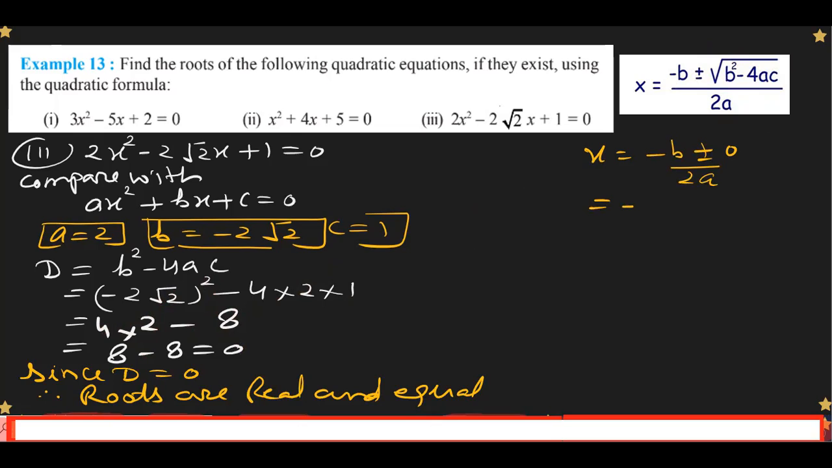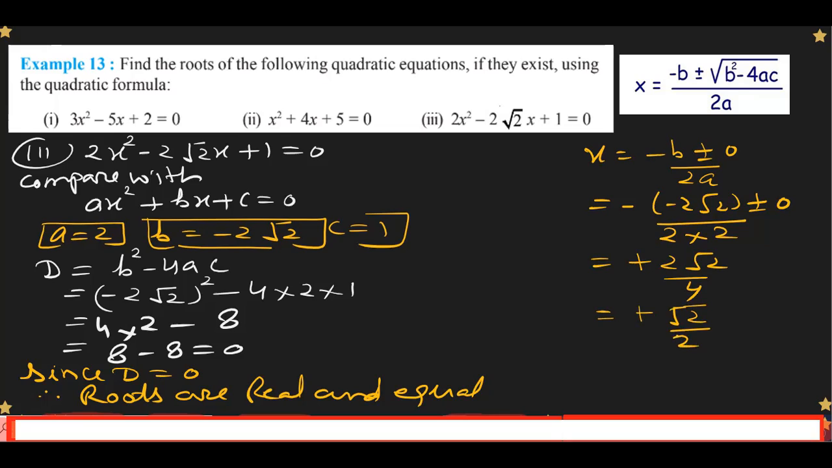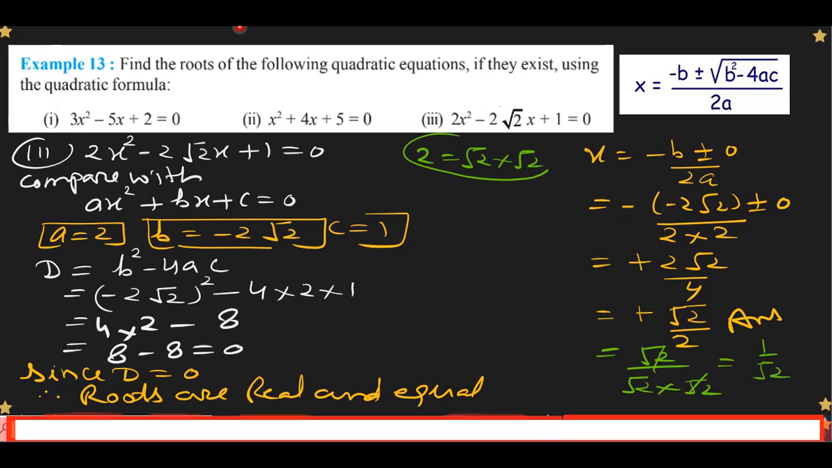Put the value of b, what is the value of b? That is minus 2 root 2 plus minus 0 upon 2 into 2. You can write minus 2 root 2 upon 4, you can write minus plus root 2 upon 2, answers. If you want to simplify it further, this 2 can be written as root 2 into root 2. So we can write here root 2 upon root 2 into root 2, one root 2 cancels, so 1 upon root 2. That is the answer here.